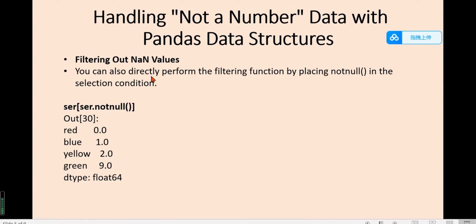And we can also directly perform the filtering by placing notnull in the selection condition. So we can write series, then a bracket, and inside the bracket is a condition, series.notnull(), with parentheses. Then the result will be the same. We return a series with 4 elements, and all the values are not NaN.